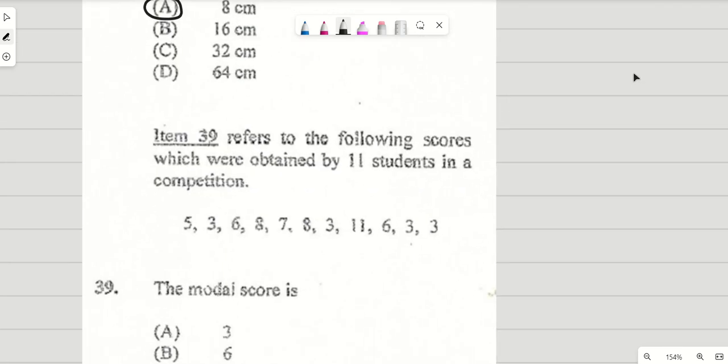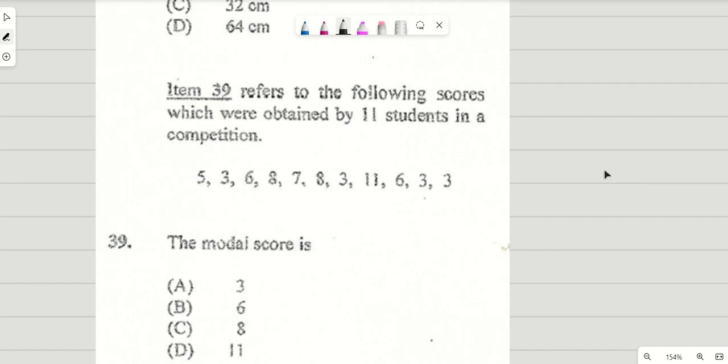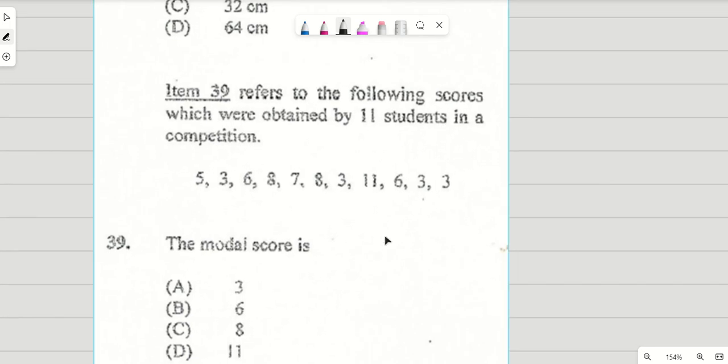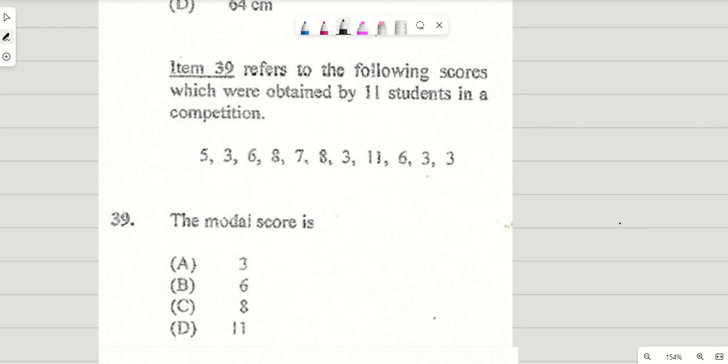Right, item 39 refers to the following scores which were obtained by 11 students in a competition. What is the modal score? Most popular. Which number are we seeing most? So we see 5, 3, 6, 8, 7, 8, 3, 11, 6, 3, 3. All right, I see 3 here 4 times, so it would be A. 3 would be your most popular score.